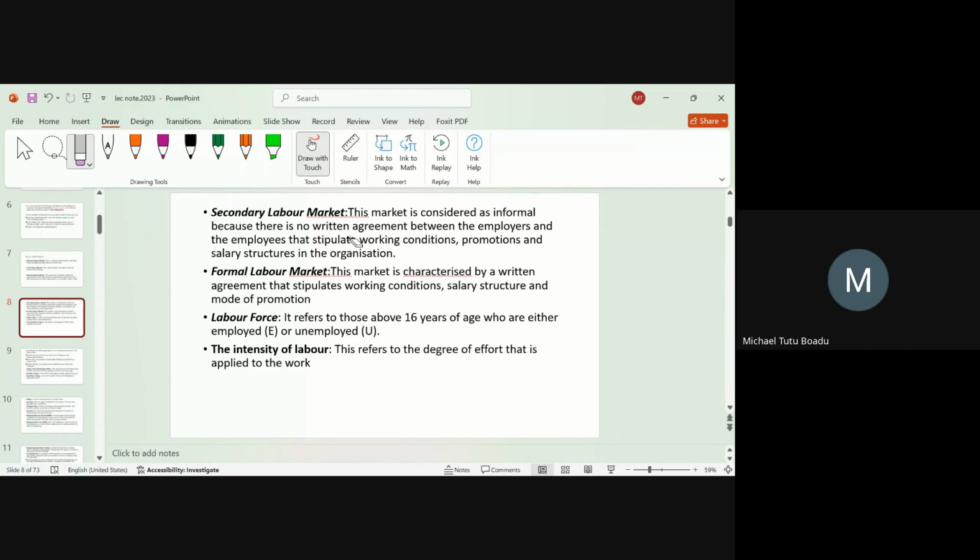Then we have the formal labor market, which is characterized by written agreement. The formal one, where there is a written agreement, you get an appointment letter, and everything will be in that letter. And the organization will have a structure put in place ensuring how you are going to be promoted, or even how your salary is going to be adjusted, maybe every year or every 2 years or every 5 years, right?